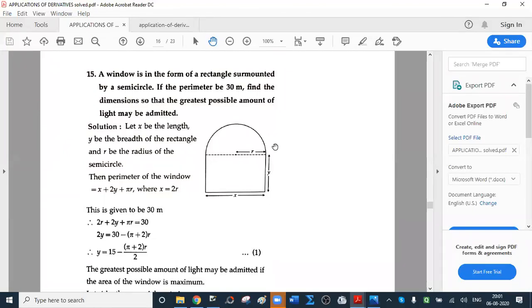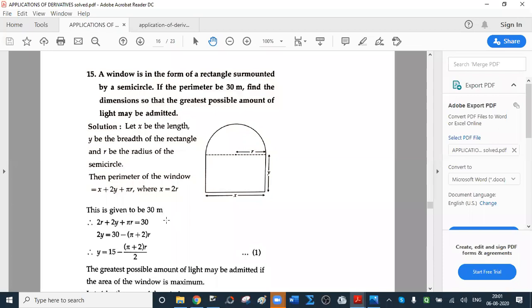You have to just listen to me. You can write the solution afterwards. Let x be the length and y be the breadth of the rectangle and r be the radius of the semicircle. Then the perimeter of the window will be what? It will be x plus 2y plus this half circumference, that is pi r.